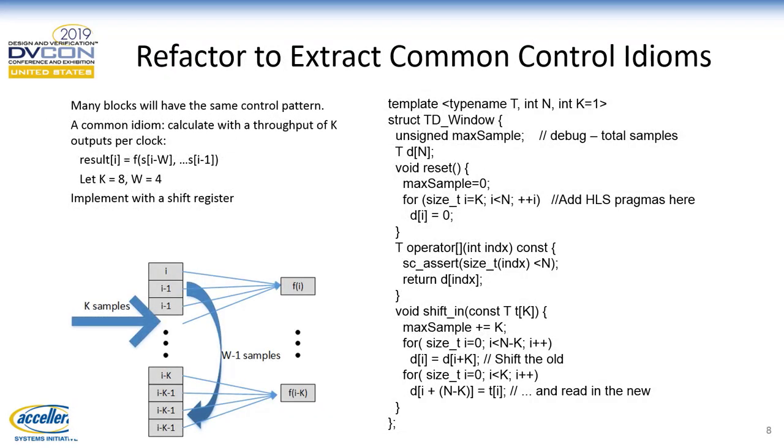Another common pattern is separating control from functionality. So we have this circuit that takes in 8 samples per cycle. It produces 8 outputs per cycle, but each output needs more than one input sample. Each output needs 4 input samples. So essentially, we want to build a little shift register where we get 8 live cycles and consume maybe 3 or 4 that we received the last time around. This is a very common pattern if you're going from the time domain to the frequency domain.